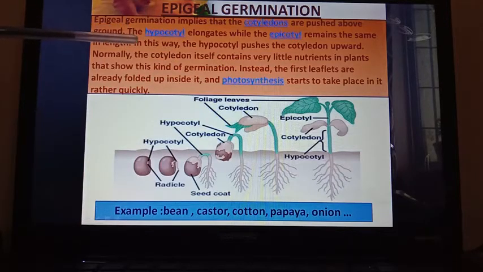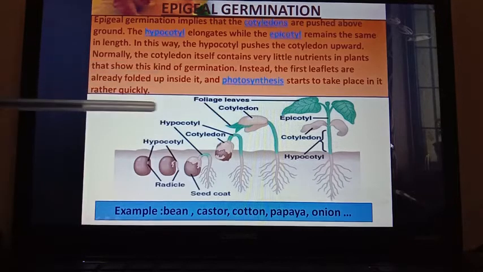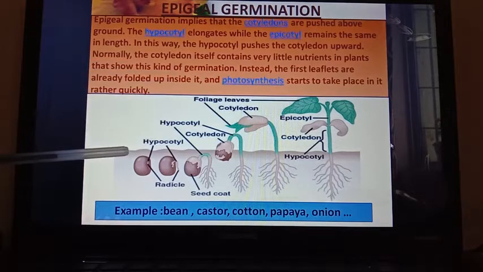In this way, the hypocotyle pushes the cotyledon upward. Normally, the cotyledon itself contains very little nutrients in plants that show this kind of germination. Instead, the first leaflets are already folded up inside it, and photosynthesis starts to take place in it rather quickly. So students, what is the procedure of this epigeal germination?